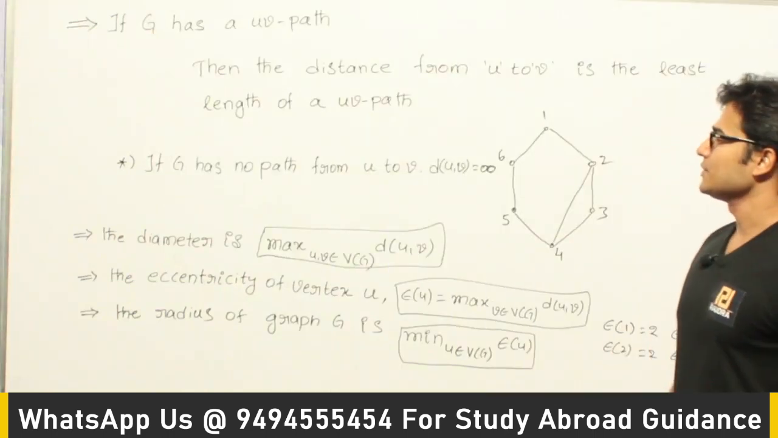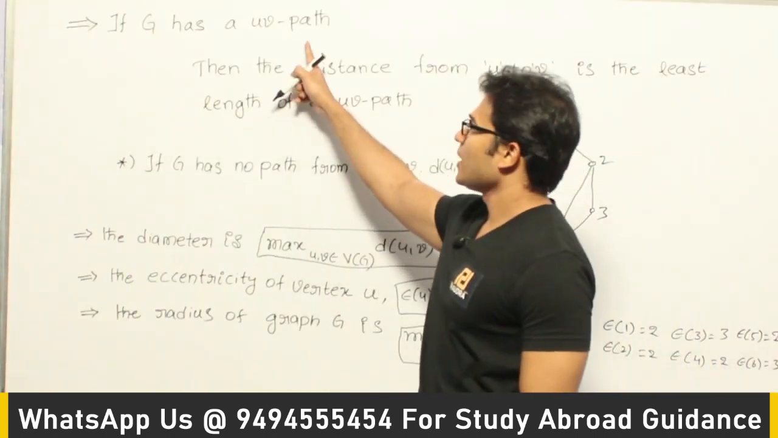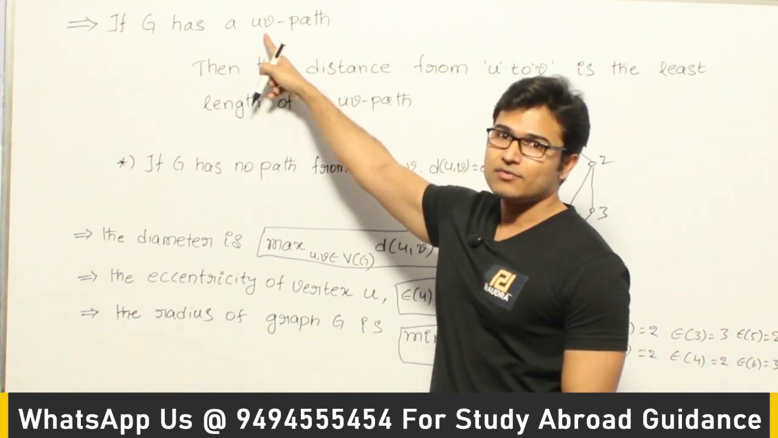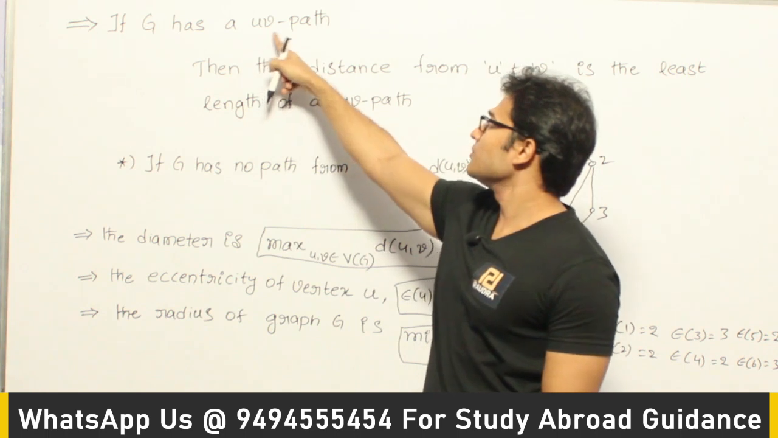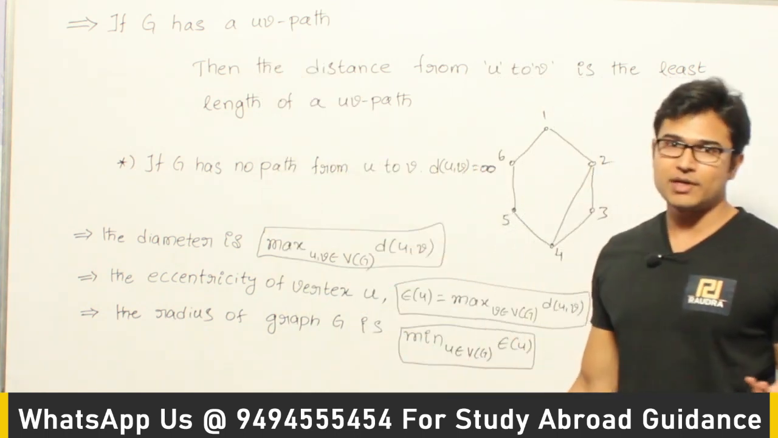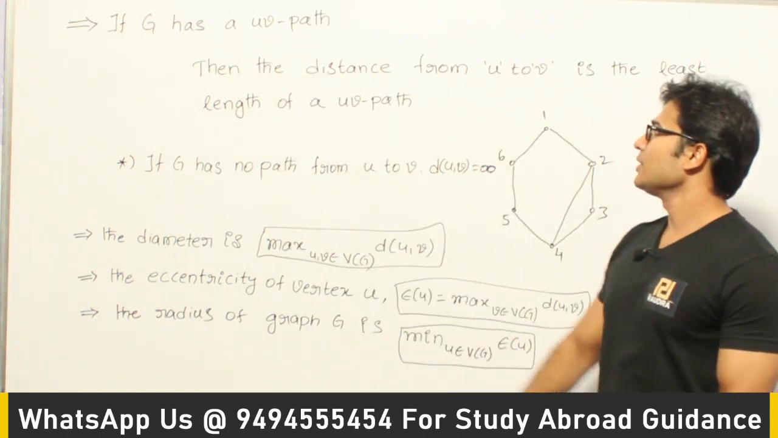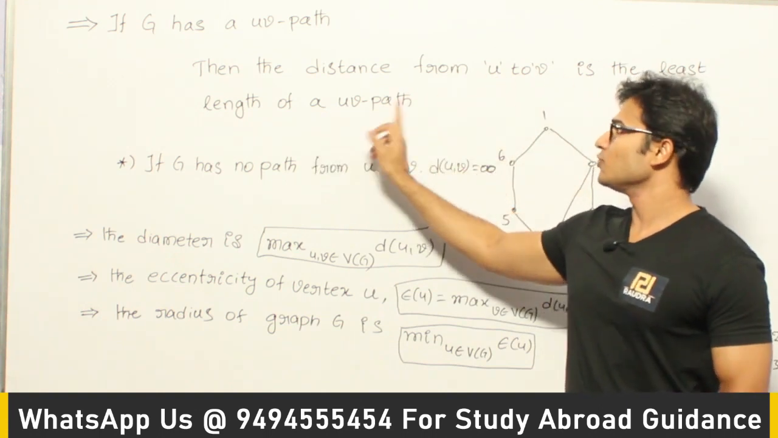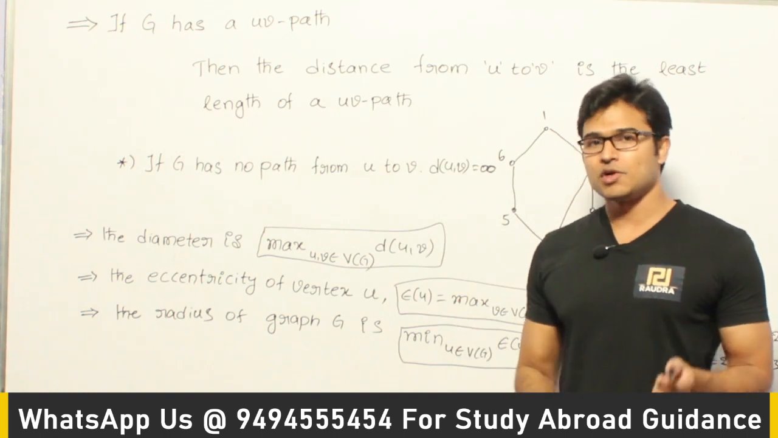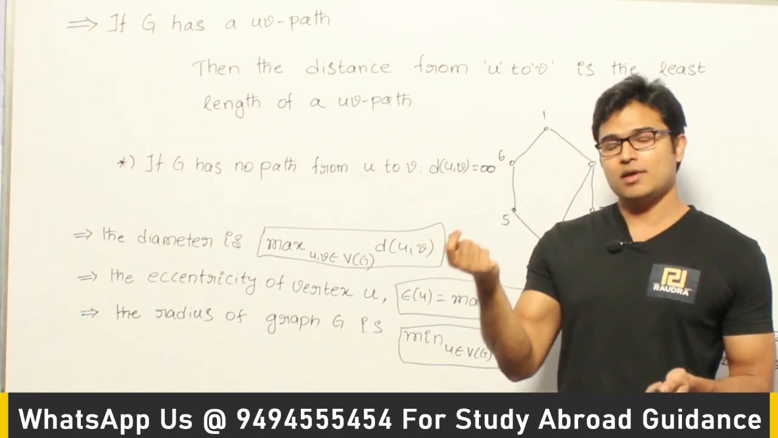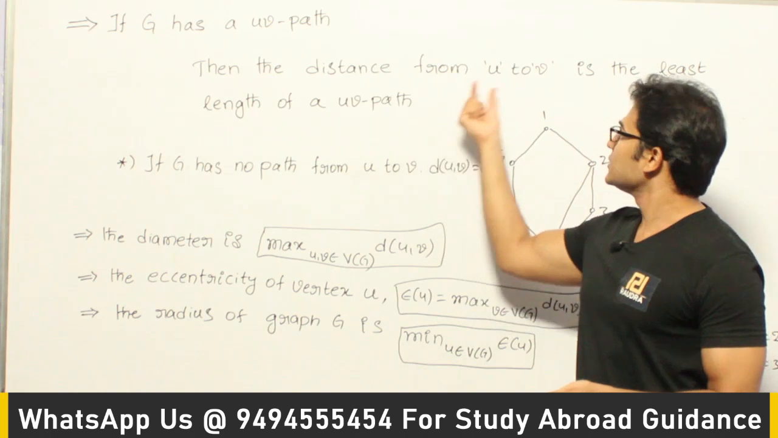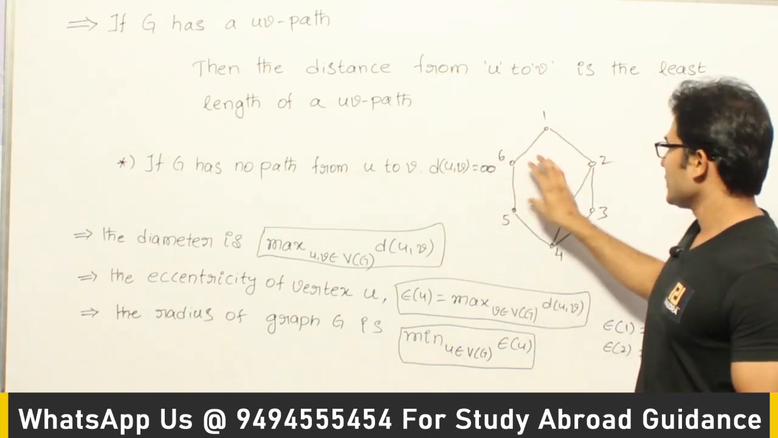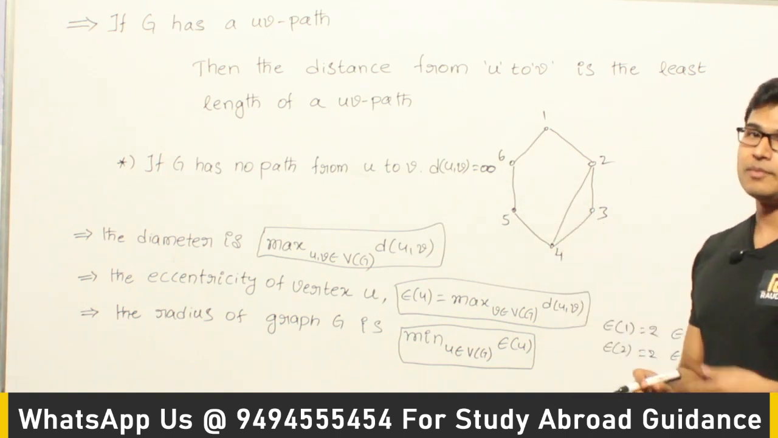Now let's see some definitions. If capital G has a UV path, which means U is a vertex and V is a vertex, and there is a path between them, there can be any number of paths. If there exists at least one path, then the distance from U to V is the least length of a UV path. So out of all the paths possible from U to V, you have to find the least one. That is the distance from U to V. It is generally represented as d(U, V). I'll take this example and tell you what we mean by that.